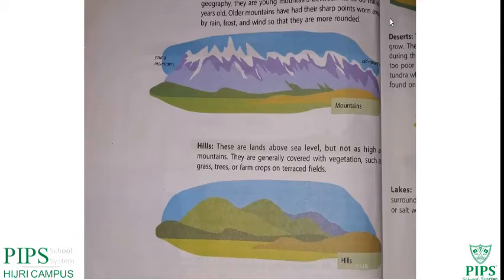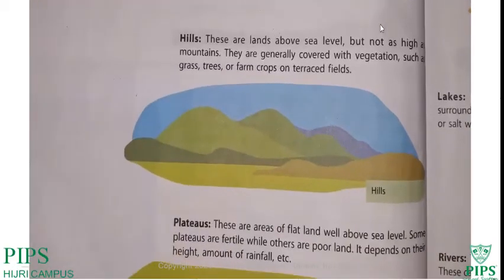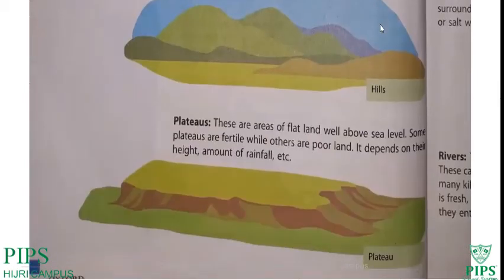Now, next is hills. These are the lands above sea level, but not as high as mountains. They are generally covered with vegetation such as grass, trees, and crops on terraced fields. Next is plateau. These are areas of flat land well above the sea level. Some plateaus are fertile while others are poor land. It depends upon their height, amount of rainfall, etc.